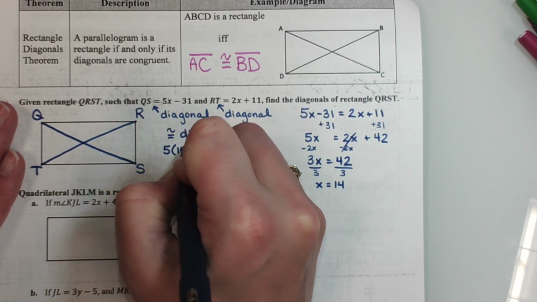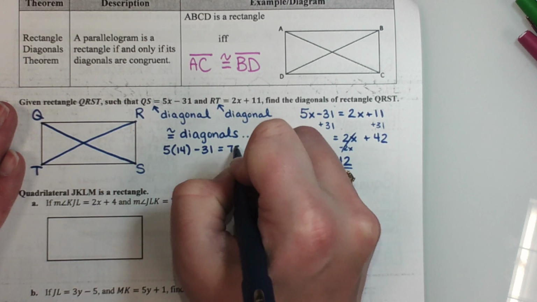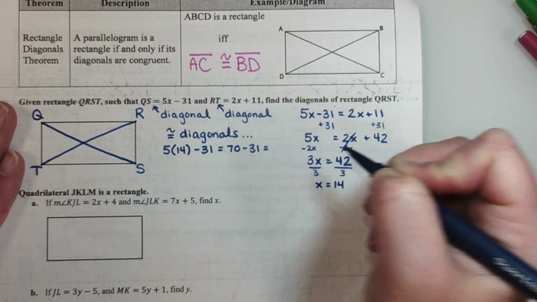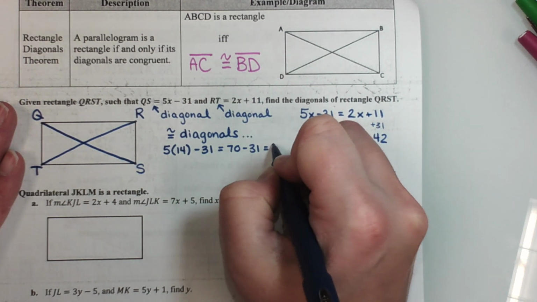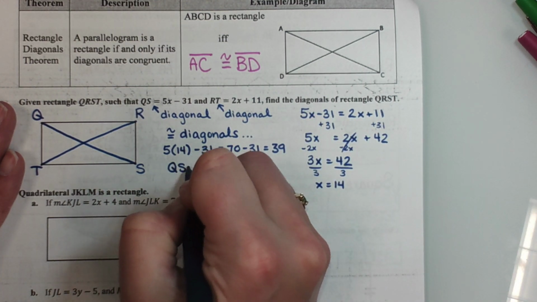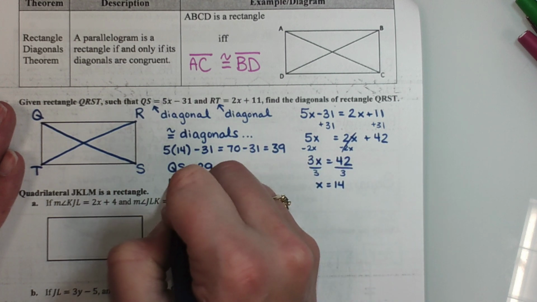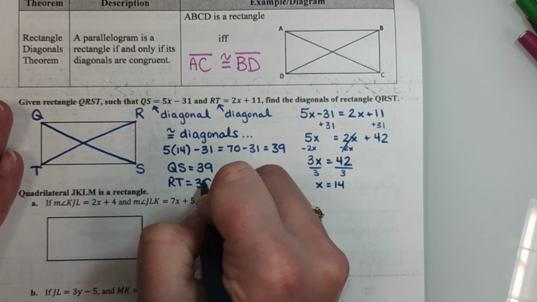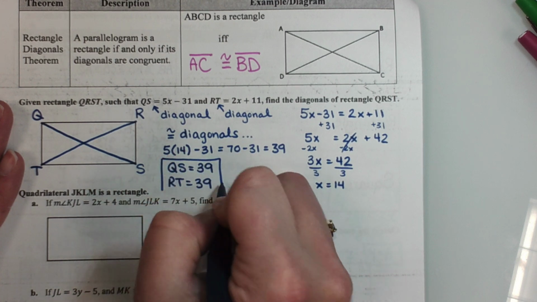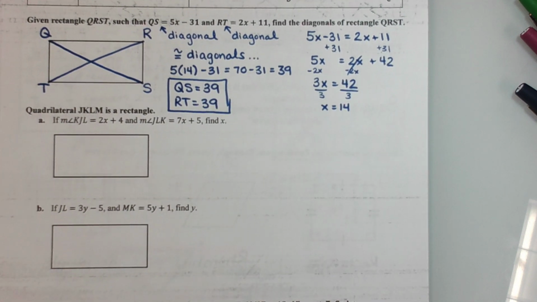5 times 14 minus 31, I'm going to go that direction. 70 minus 31 is 39. QS equals 39. RT equals 39. Okay.